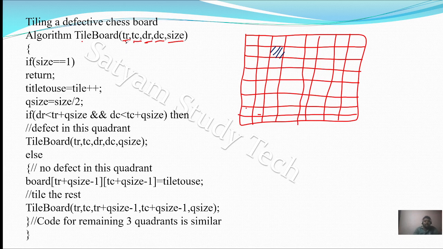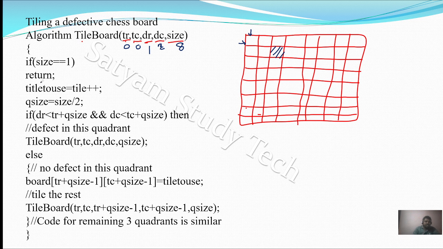Now we can see here the top row is 0, and the top column is 0. Initially this is the top row and this is the top column, 0 0. And the defective row, so what is the defective row? The second row, that is 0 and 1. So the defective row is 1, and the defective column is 0 and 1 and 2, that is defective column is 2. Now what is the size? Size is 8 by 8 chessboard, so the size is 8.